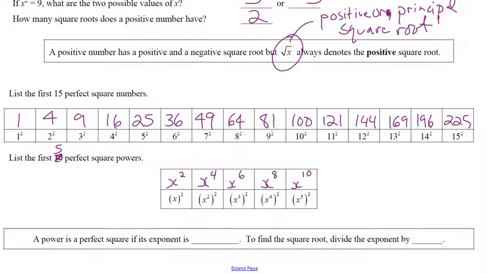So a power is a perfect square if its exponent is, what do these all have in common? Even. To find the square root, you divide the exponent by 2. Right, that's this thing sitting up here. You have the power.